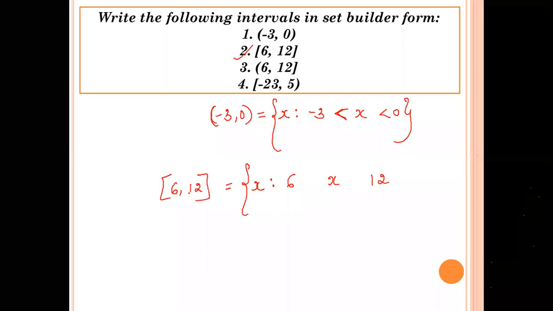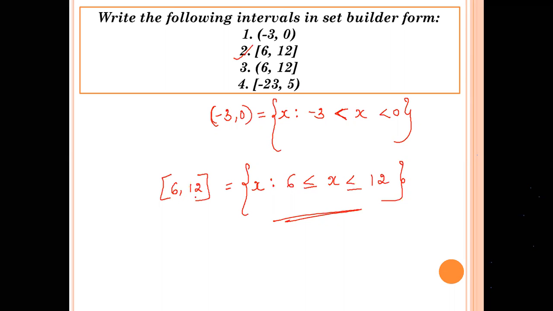Yes. Good, Santhalin has given me the correct answer. Yes, Ganeshwari. Yes, Sharon. So it is 6 less than or equal to x less than or equal to 12. This is how you write the closed interval. When you have a closed interval, the end points should be included. Here the end points are 6 and 12, and they should be included. So we are writing less than or equal to.